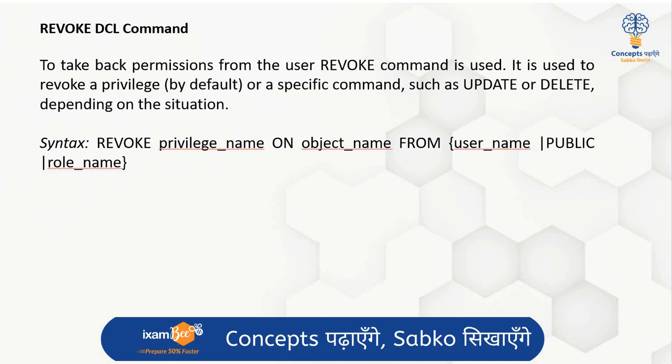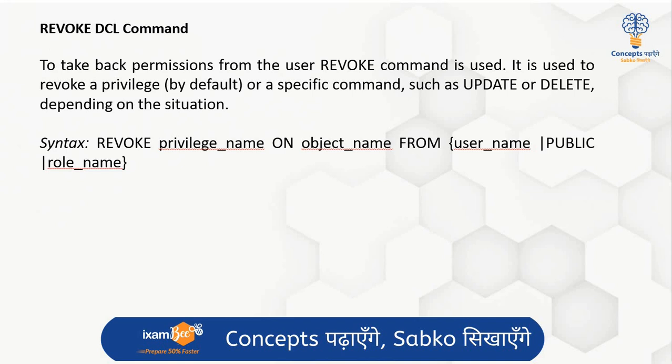Now coming to the revoke DCL command. The revoke command is used to take back permission from the user. Basically, once you have a privilege and we no longer want you to have that privilege, we will revoke that privilege from the user. Any privileges like update or delete, depending upon the situation, we can revoke using the revoke command.